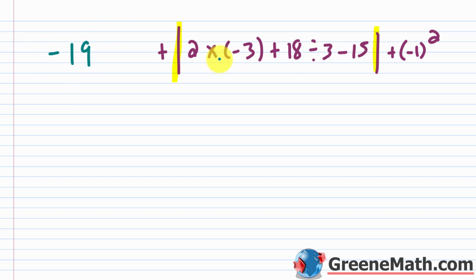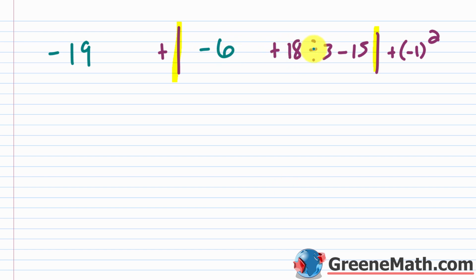So inside the absolute value bars, you will notice that you have multiplication, addition, division, and subtraction. The multiplication occurs to the left of the division, so that means it has a higher priority. So I'm going to go 2 times negative 3 first. A negative times a positive or a positive times a negative will give you a negative. And then 2 times 3 is 6. So let's get rid of this and just put negative 6 there.